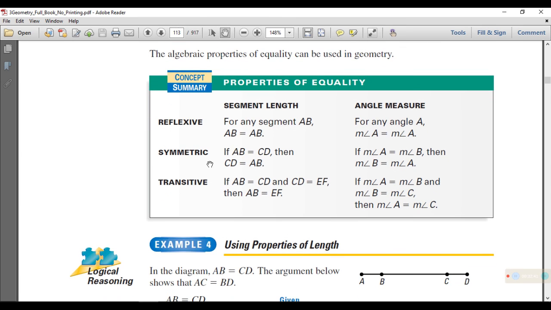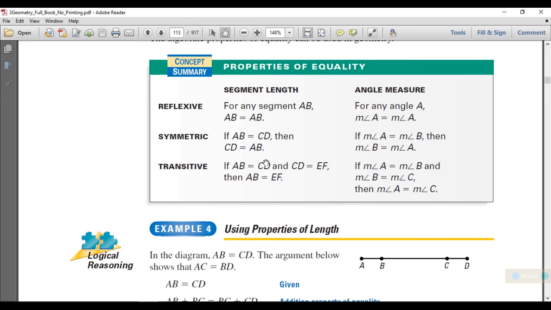So, symmetric, if you are going to interchange the left hand and the right hand side, we have AB is equal to CD. That is equal to CD is equal to AB. Ganun din pagdating sa angle. If the measurement of angle A is equal to B, then the measurement of angle B is equal to the measurement of angle A.